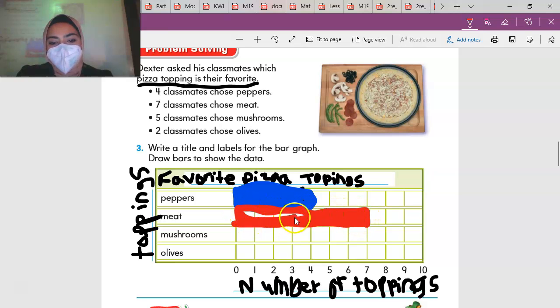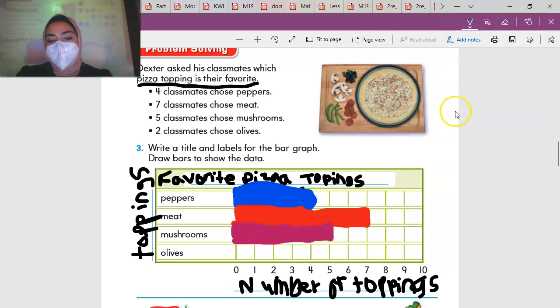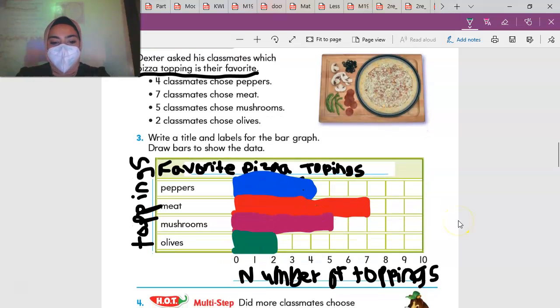How many people chose mushrooms, class? 5 people chose mushrooms. I'm going to change my color and I'm going to color in 5 squares. 1, 2, 3, 4, 5. I'm going to make sure it aligns with the number 5. It does. And then I'm going to color that part in. Okay, how many people chose olives? 2 people chose olives. So I'm going to color in 2 squares, just like that. All right, and that is it.